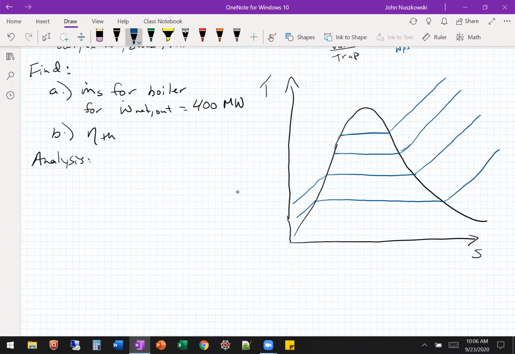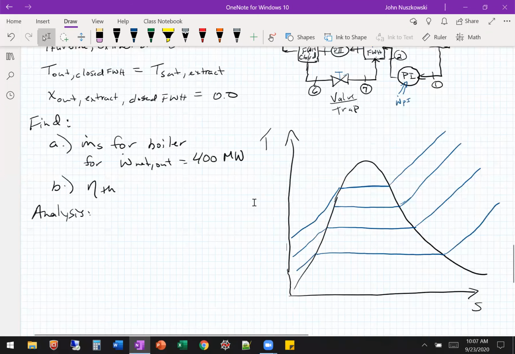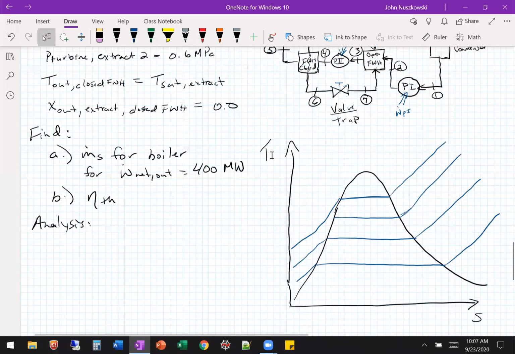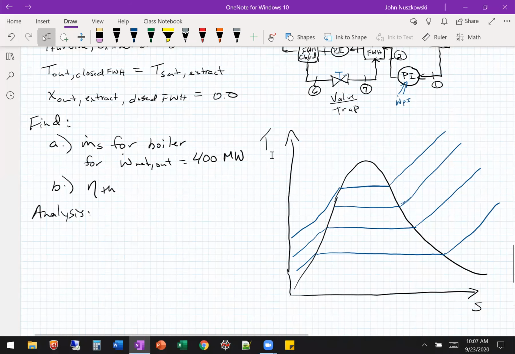One's always a challenge to draw. You'll see. All right, so if we start at our inlet to the lowest pump, okay, so after the condenser, so state 1, right to the lowest pump, we're going to start right there, okay.